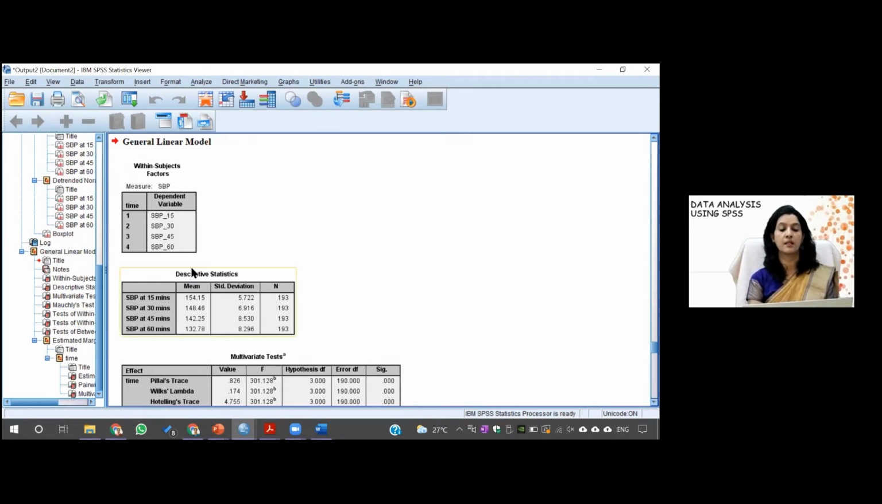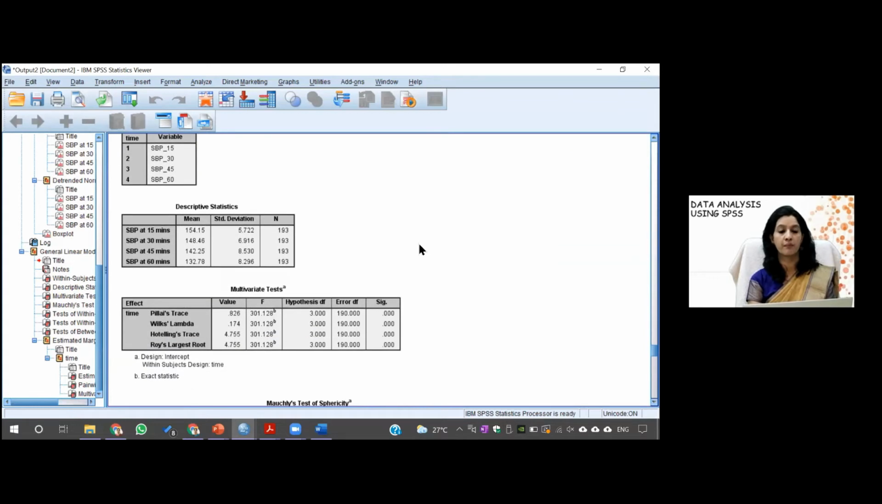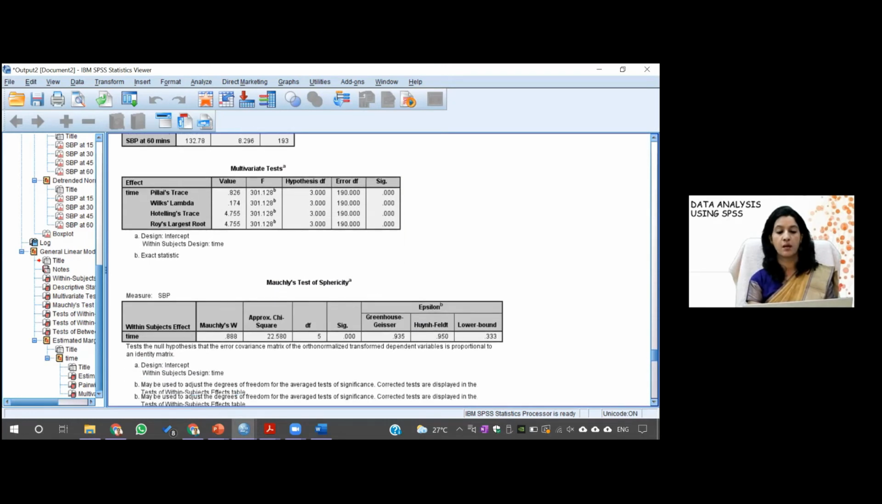You can see here there are 4 dependent variables: the systolic blood pressure measurement at 4 different time points. This is the mean of the systolic blood pressure at 15 minutes, at 30 minutes, at 45 minutes, and 60 minutes. This is the standard deviation. Then you don't have to look at this multivariate test. You come down and now you see Mauchly's test of sphericity.